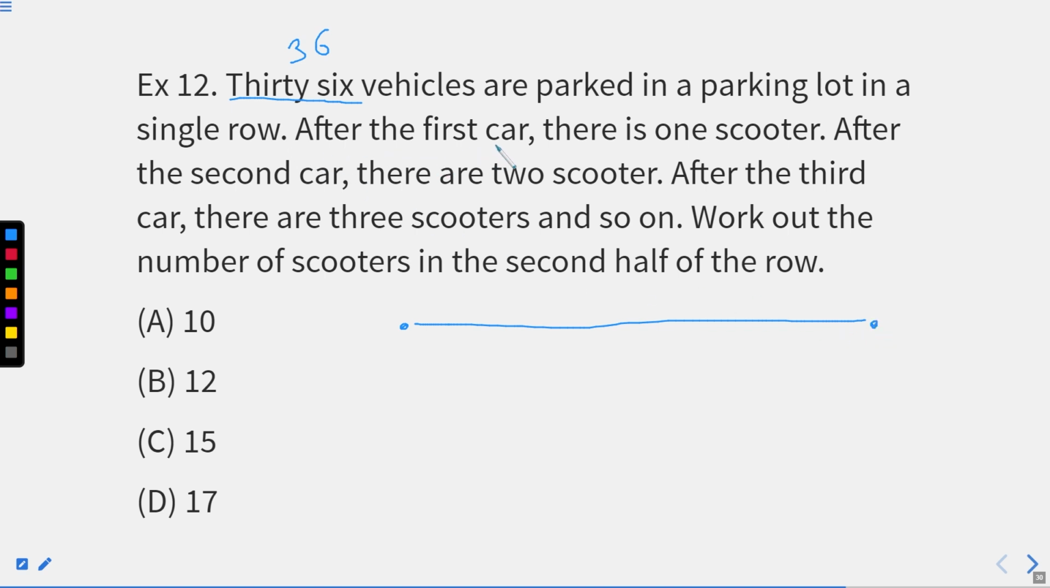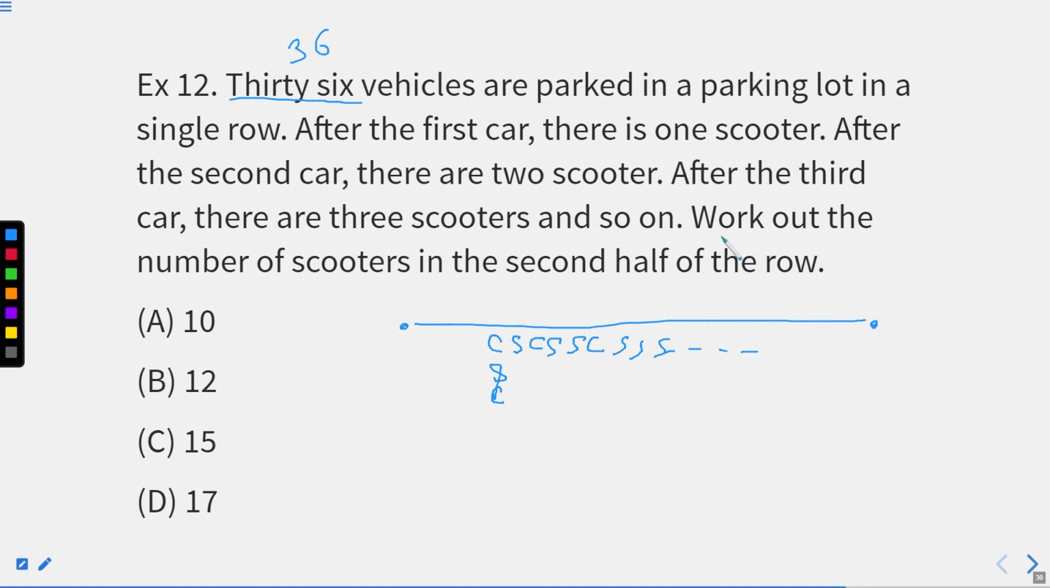After the first car, there is one scooter. Let's suppose we denote car with C and scooter with S, right? Let's move in this manner. After that, the second car, then we have two scooters and so on. Again a car, then we have 3 scooters, and so on. We will move to the end till the 36th vehicle.